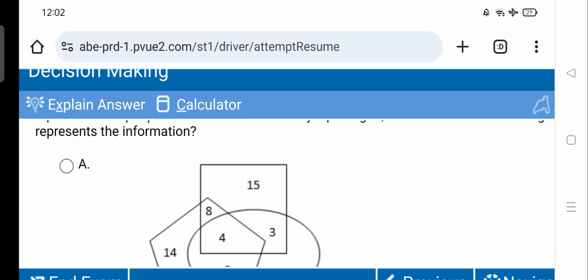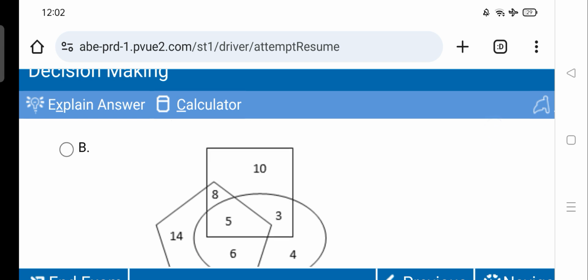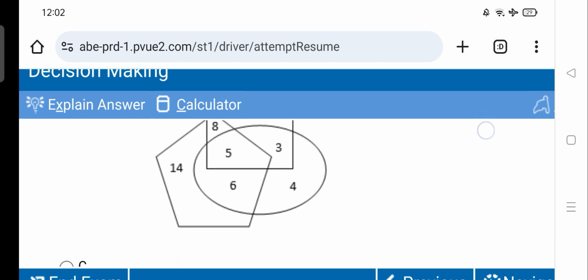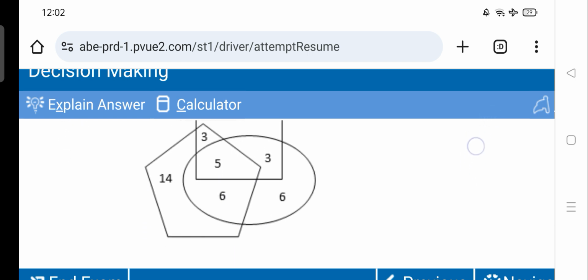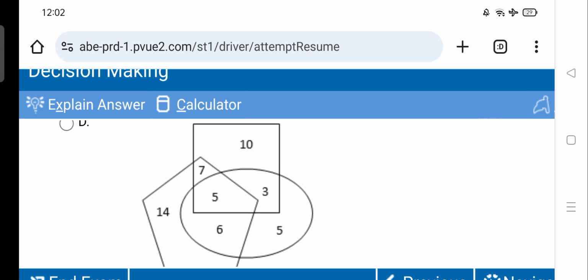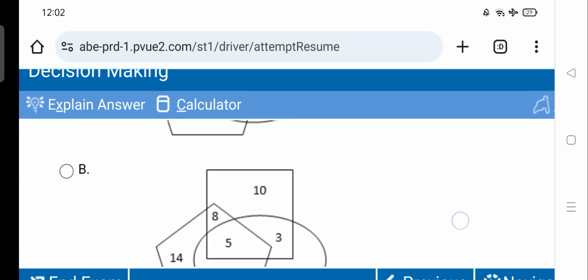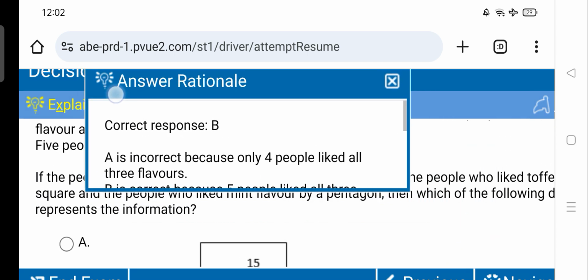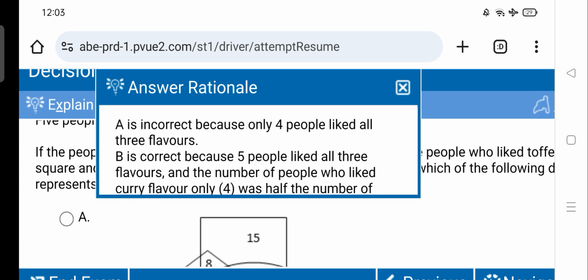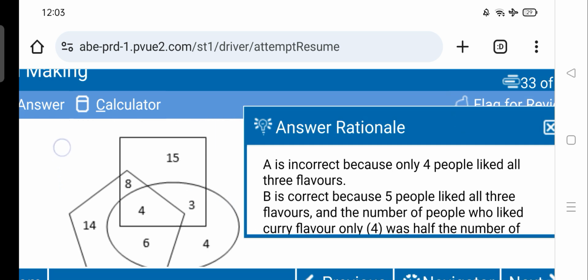So option A has this diagram, option B representing this diagram, and here we have option C with this diagram, option D representing this diagram. So let's see which one is the correct option and which one is not. Here we have option B as the correct one. A is incorrect because only 4 people liked all three flavors.